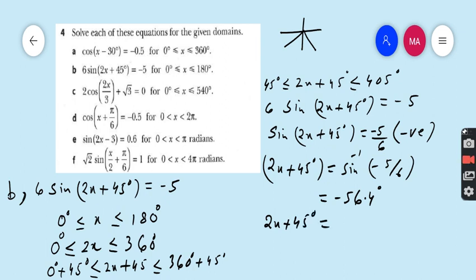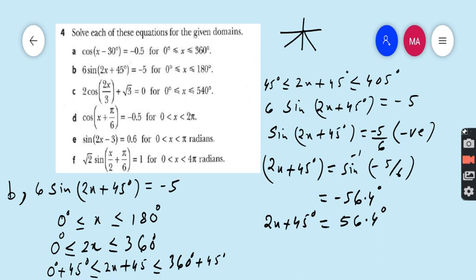But you know, this is not our required angle, because we have to find the values which are lying in third quadrant and fourth quadrant, and also the domain is positive, 45 degrees to 405, all angles are positive. So we must convert this negative angle into basic angle. Just write minus 56.4 to plus 56.4. Now this is the basic angle.